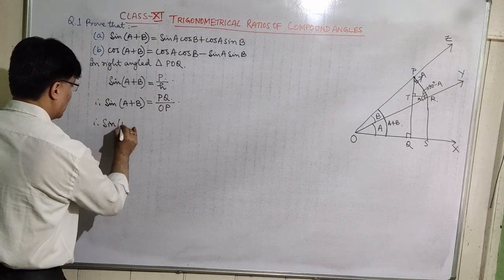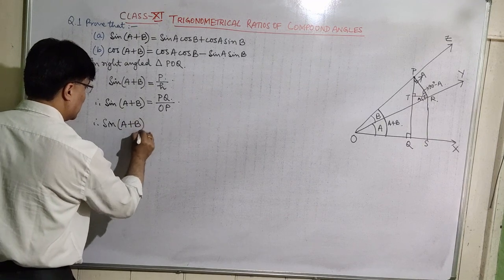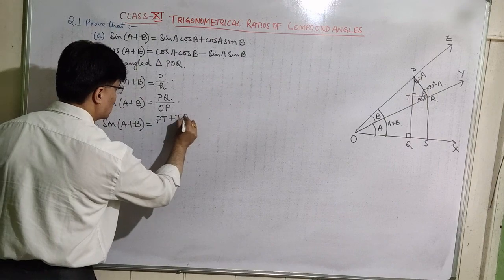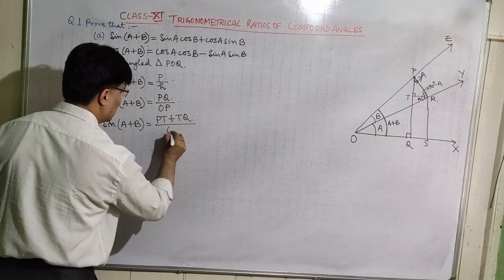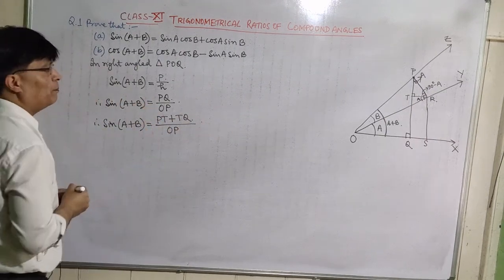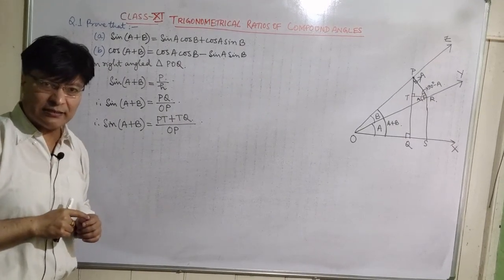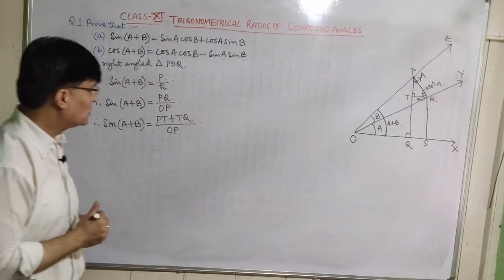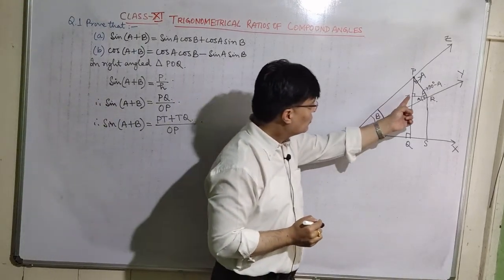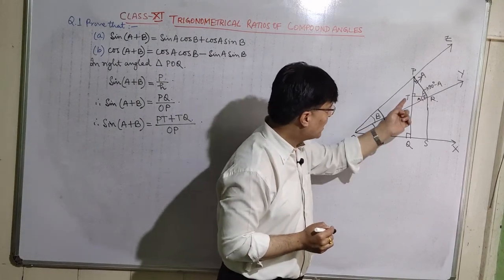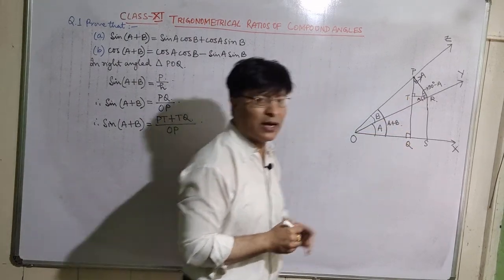Therefore, sine of A plus B is equal to, what is PQ? From the figure, it is PT plus TQ divided by OP. Is that clear? Next, again, what is TQ? TQ is equal to RS from the figure, isn't it? From the figure, we can write TQ is equal to RS.